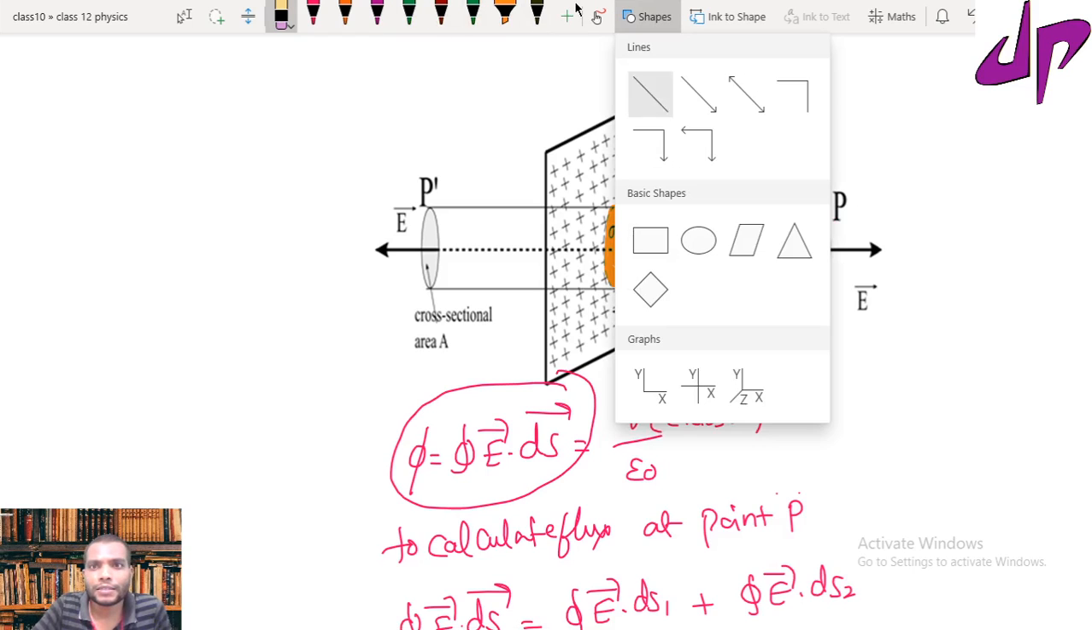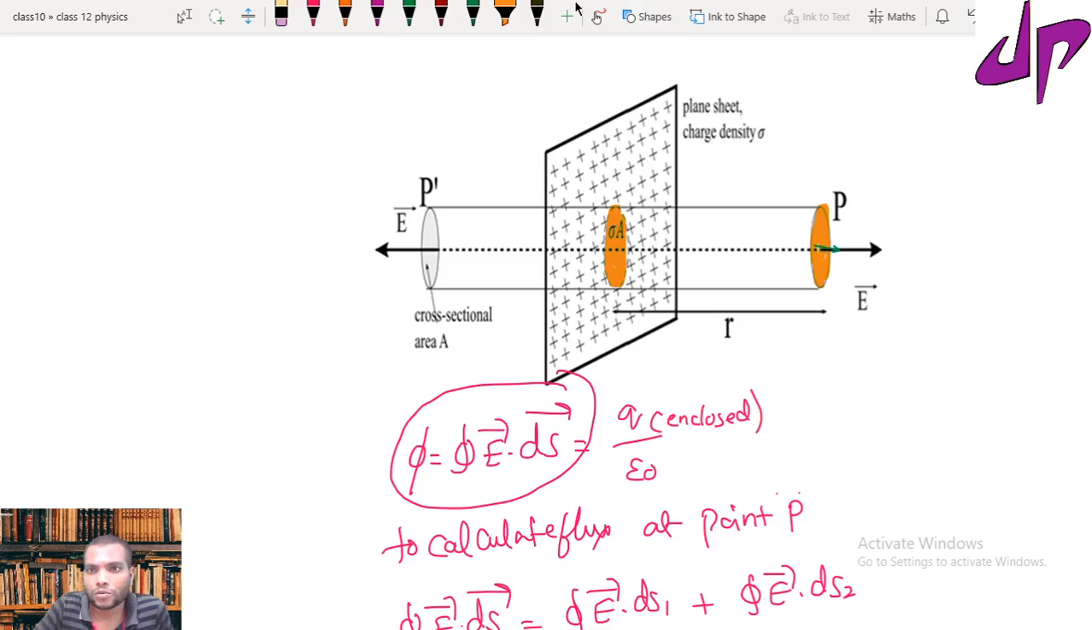Suppose I mention the electric field direction on the surface S2, so this is the electric field direction with the green arrow. On the surface S1 also, the electric field is along the same direction. Now we need to mention the area direction. The area direction also shows the same direction, which is the purple arrow here. So on the surface S1, the electric field and area both are in the same direction.